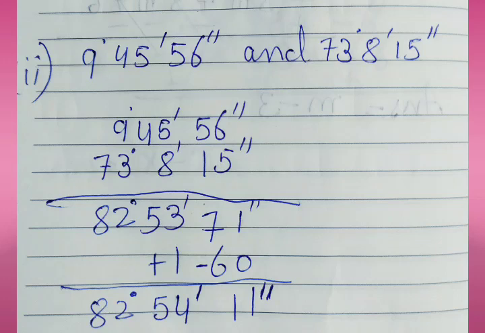Now after subtracting, 1 is left. After subtracting 60 from 71, we will add 1 minute to 53 because 1 minute is equal to what? 60 seconds. So we will add 1 minute with 53 and then we will get 54 minutes and 82 degree. So the final answer will be 82 degree, 54 minutes and 11 seconds.